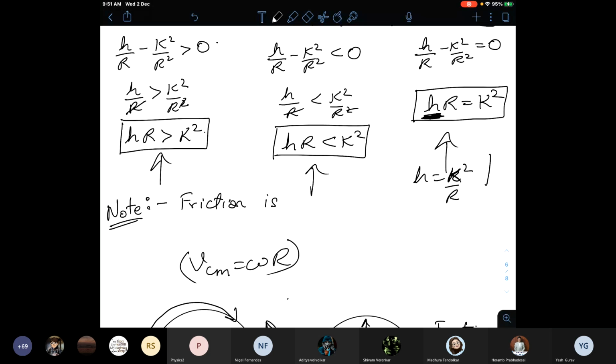If h is greater than this, friction is positive. Friction is in the direction of external force. If it is below this, friction is in the opposite direction. So I am telling you, we will see questions. You will understand what this relation, what this result means.